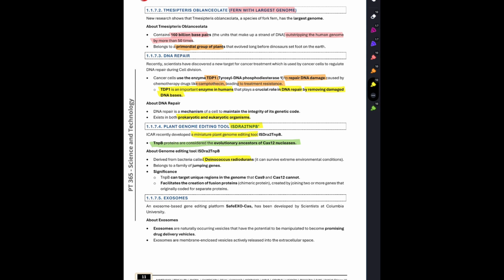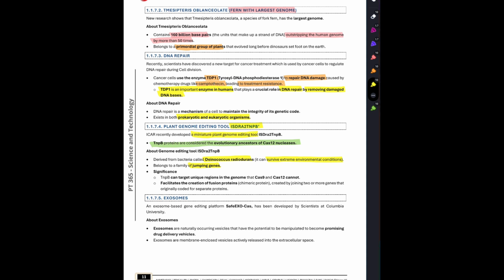It can survive extreme environmental conditions and belongs to a family of jumping genes. Jumping genes are the ones which we have read earlier. They have more extra DNA material in their ends and they actually stick to the RNA, forming one single pair.